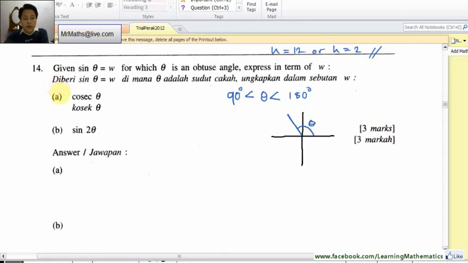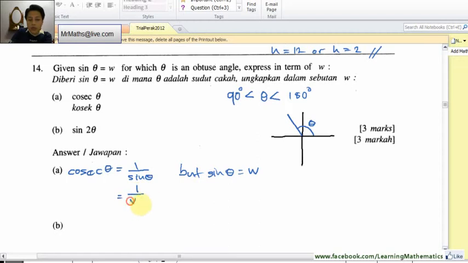Okay, question A, cosecant theta. What is the definition of cosecant? Cosecant is equal to 1 over sine. So cosecant theta is equal to 1 over sine theta. But sine theta is equal to W, so cosecant theta is equal to 1 over W. That's the answer.